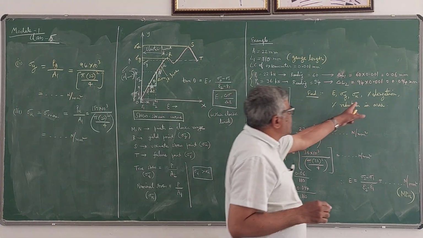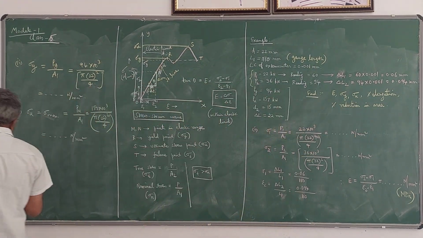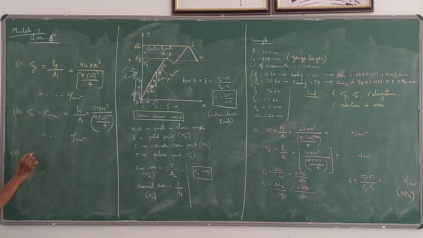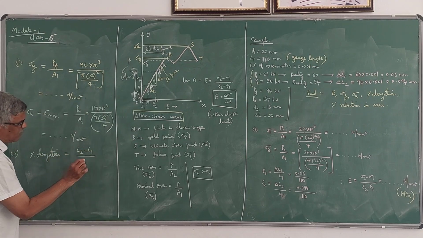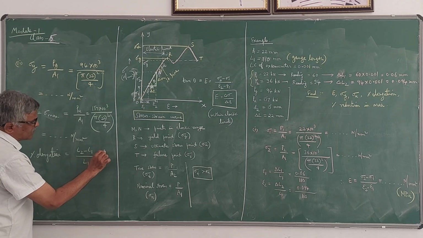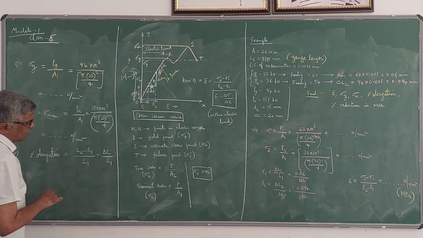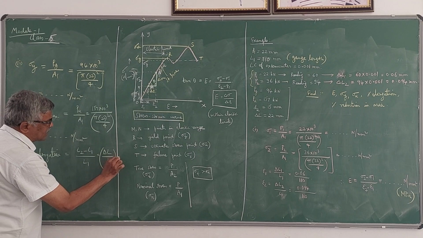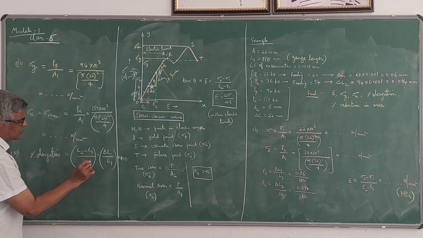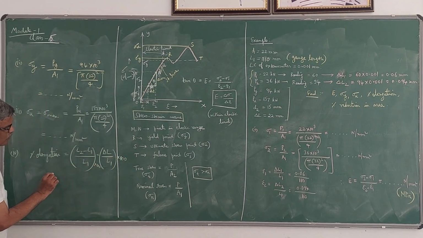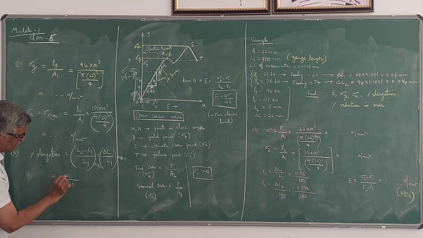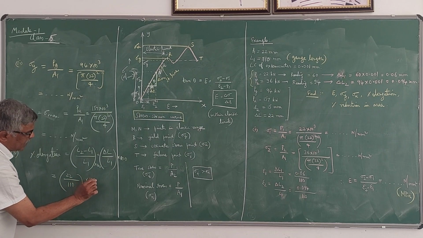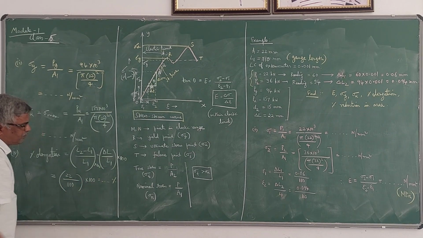Then what else has he asked? Percentage elongation. As I already told, percentage elongation or percentage increase in length is given by L2 minus L1 divided by L1, where L2 minus L1 is nothing but delta L, divided by L1, into 100, because he has asked for the percentage. So delta L is 22 mm, 22 divided by L1 which is 110, into 100. So you will get this in percentage.